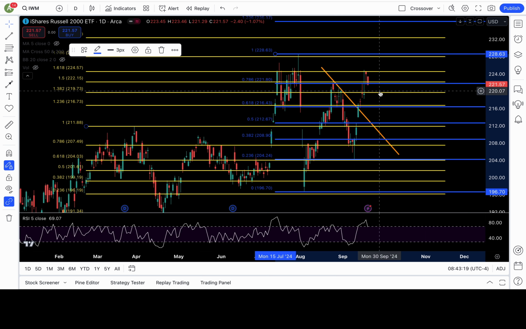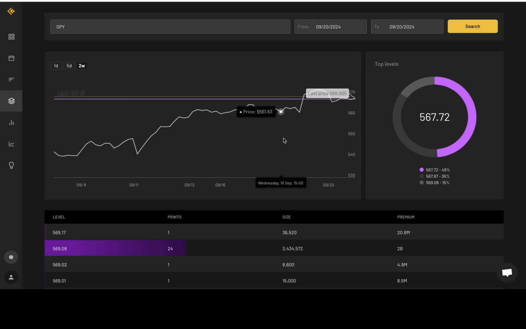If there is a bounce, we only trust bounces that can recapture lost levels. So recapturing 221.8 and clearing 223 would be a good start. But clearing 224.5, which is the fib level showing all the sell zone, would definitely be a massive win for the bulls. All right, guys, let's take a look at the dark pool levels.